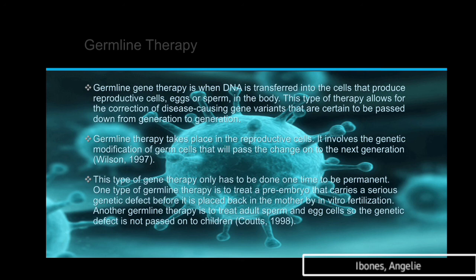One type of germline therapy is to treat a pre-embryo that carries a serious genetic defect before it is placed back in the mother by in vitro fertilization. Another germline therapy is to treat adult sperm and egg cells so the genetic defect is not passed into the children.